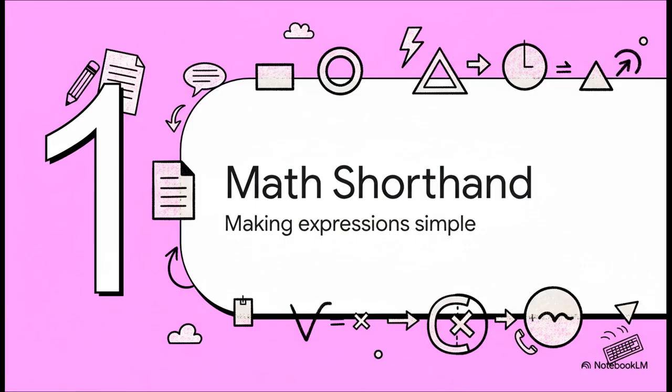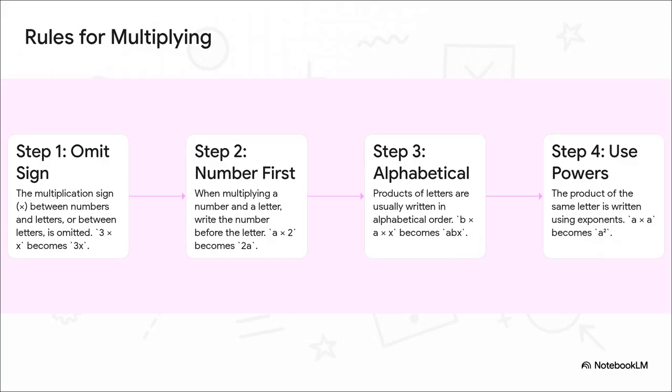Algebra is actually all about making math faster and easier to write. You know how you use shortcuts when you're texting, like LOL or BRB? Well, algebra has its own set of shortcuts to make things way simpler. So let's go through some of these super useful multiplication rules. First up, we can just hide the multiplication sign. So instead of writing 3 times x, we can just squish them together and write 3x.